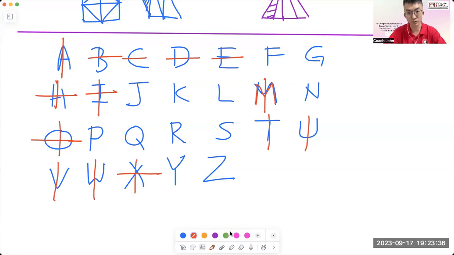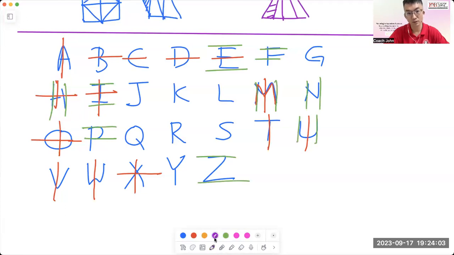For parallel lines, we have E, F, H, I, M depends on how it's being drawn, N as well, U, P if you want to see this, it depends on how it's being drawn as well, and Z.